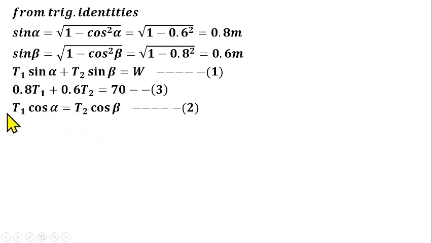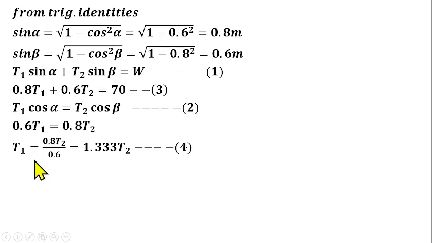So also from the T2, we know that T1 cos alpha equals T2 cos beta, and we know the value of our cos alpha and cos beta. If you substitute that there, 0.6 T1 equals 0.8 T2. So if you can make T1 the subject of the formula here, you can divide both sides by 0.6, so that gives us 1.33 T2.